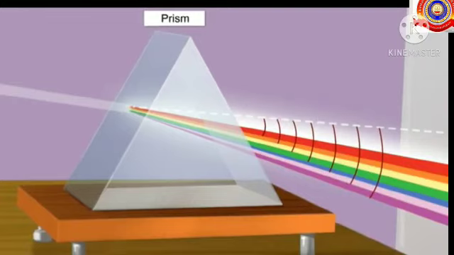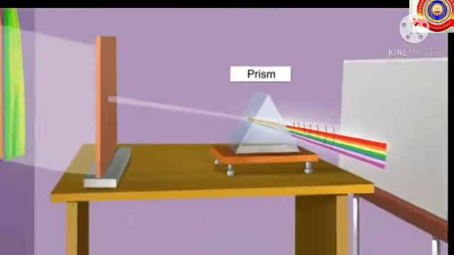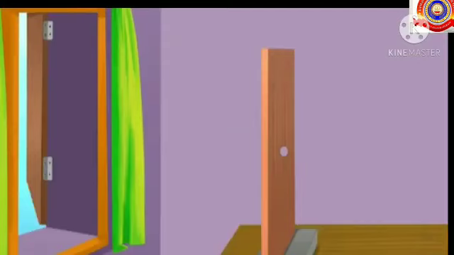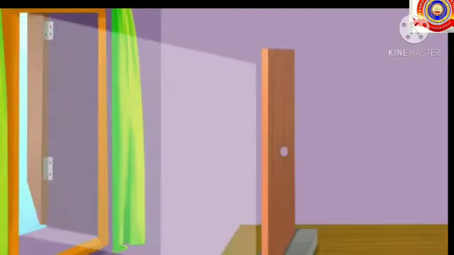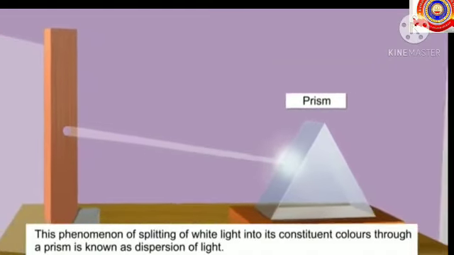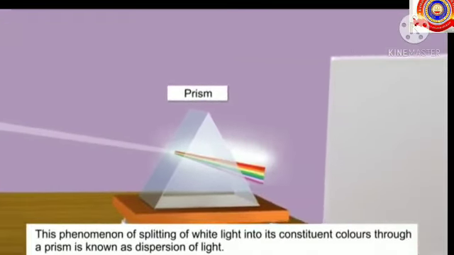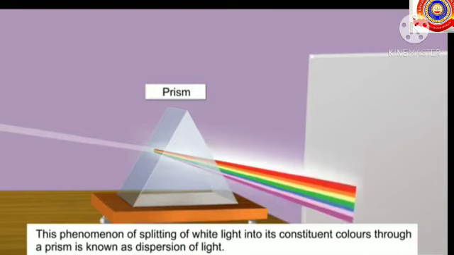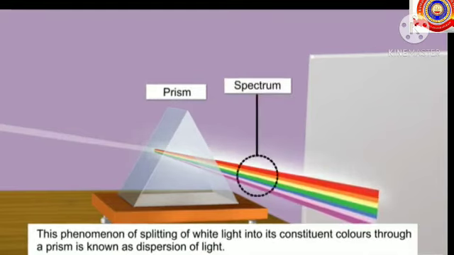Any light that is composed of more than one color is a composite light. So white light is an example of composite light. So let's see the definition of dispersion of light. The phenomenon of splitting of white light into its constituent colors through a prism is known as dispersion.